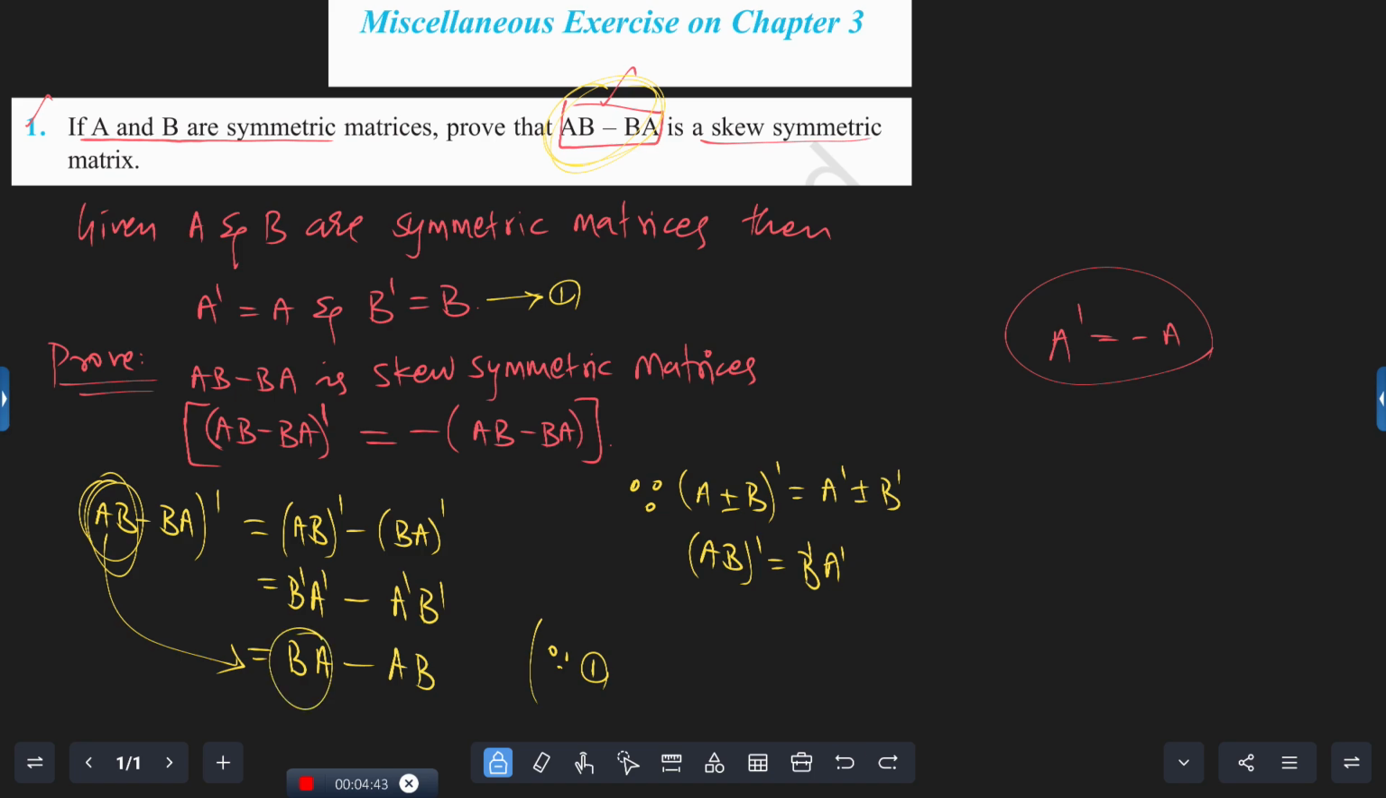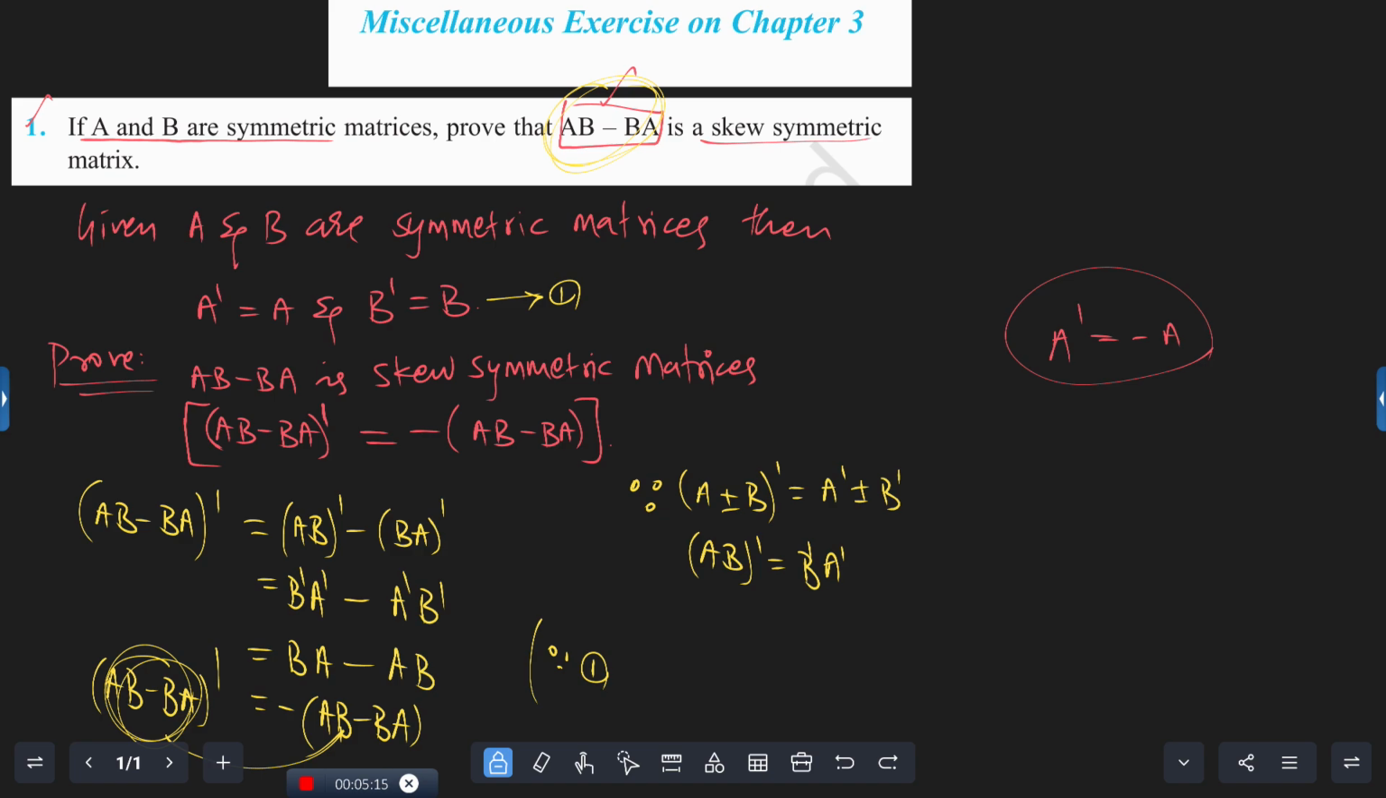So if you take a negative outside, what will happen? Is it the same as the question? We should check. If I take a negative outside, the plus BA will become negative and the minus AB will become positive. So minus AB comes in the positive place and plus BA comes in the negative place. Now you can see that we got the same expression, AB minus BA whole transpose equal to, inside, whatever we have, the same thing, but negative of that.